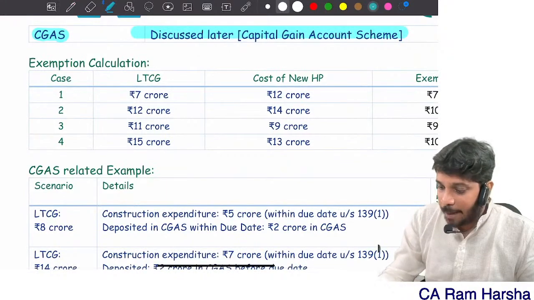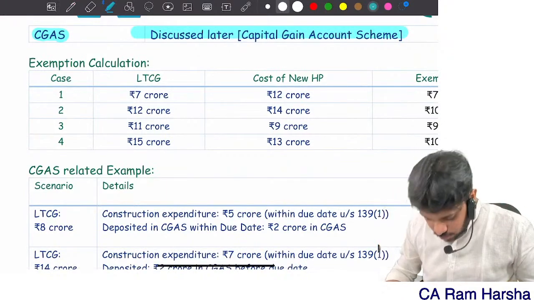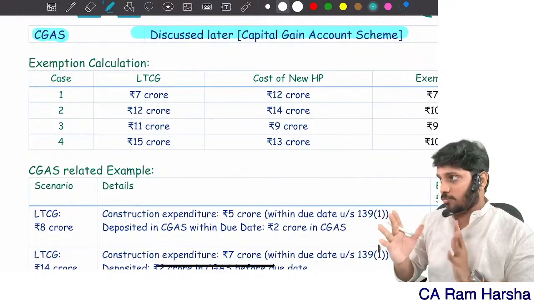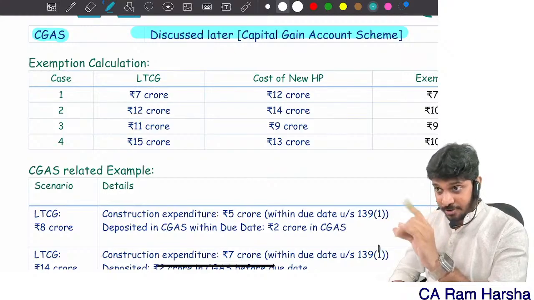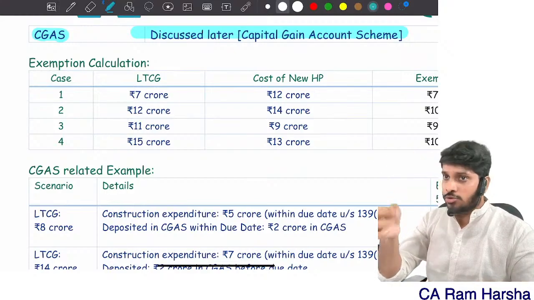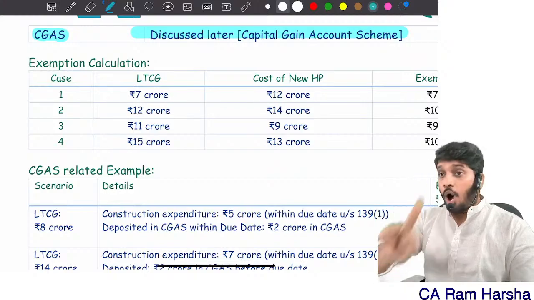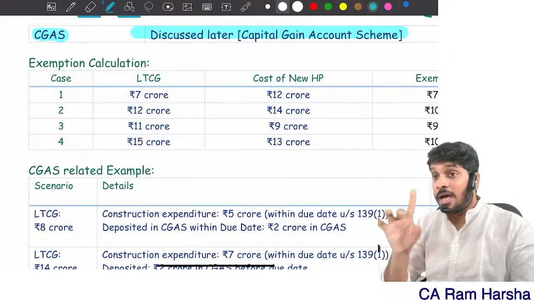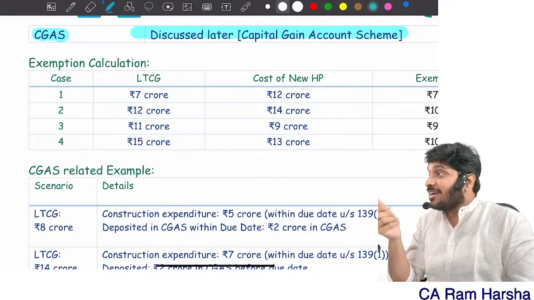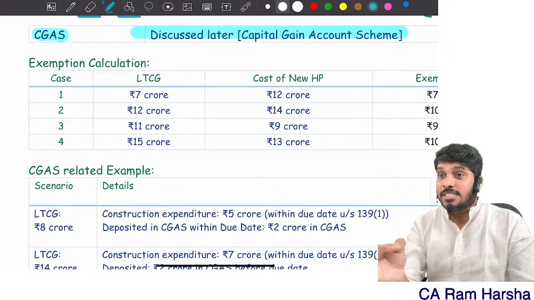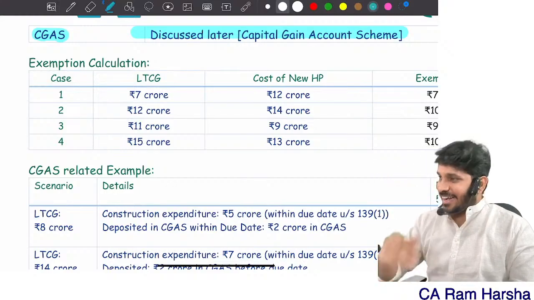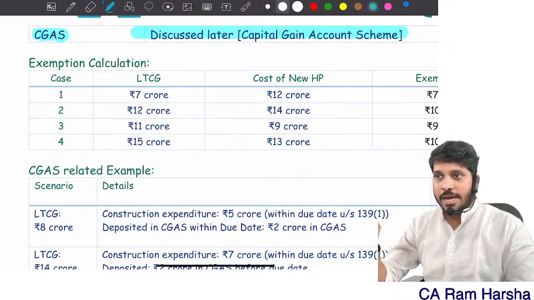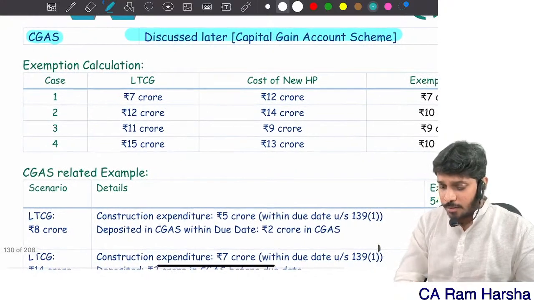Now let's look at the capital gain account scheme. What is a capital gain account scheme? Very simple. You sold a house and got a capital gain of 10 crore. Remember, under 54F, the exemption is the amount invested in the new house, or the capital gain, whichever is lower. That much only is exempt. Also, any amount invested beyond 10 crore, don't consider. Indirectly, under 54, exemption cannot exceed 10 crore. Able to understand? Now, the capital gain account scheme.